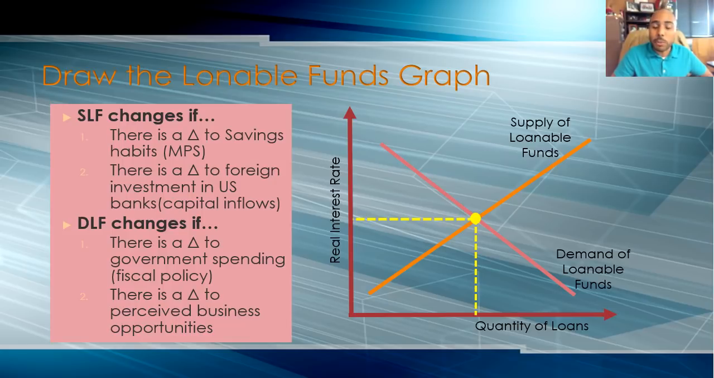However, if the government were to pursue a contractionary policy where they're going to spend less money, then the demand for loans is going to fall, and also the real interest rate is going to fall. The other thing that could change our demand for loans would be a change to perceived business opportunities. So if businesses see a really great opportunity on the horizon, they may be willing to borrow more money now to take advantage of that opportunity.